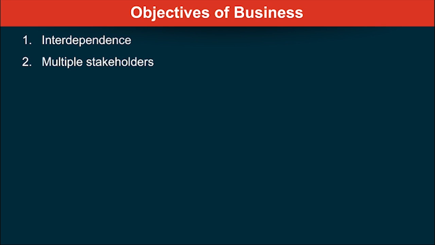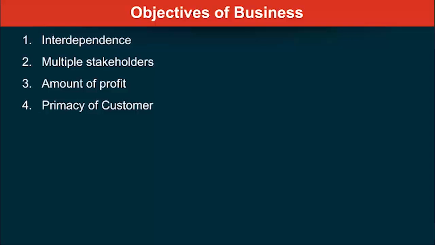Multiple stakeholders, we talked about internal stakeholders and external stakeholders. What is the difference between the two? Internal stakeholders means those people who can be controlled by the businessman, while external is that which is beyond his control. Both have an impact on the business. Then another characteristic is that it depends on the amount of profit that you are looking at. Primacy of the customer. Customer is the king. Customer is the most important person. And performance is necessary if you want to have profits.